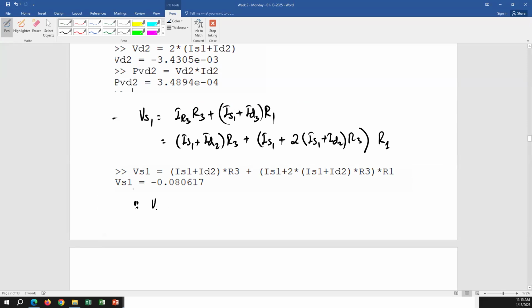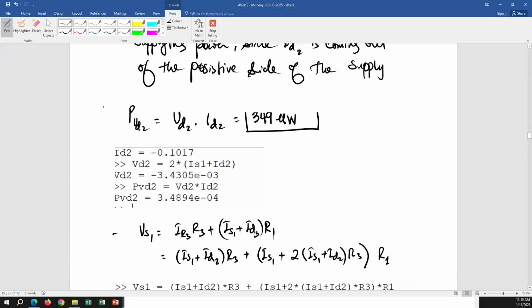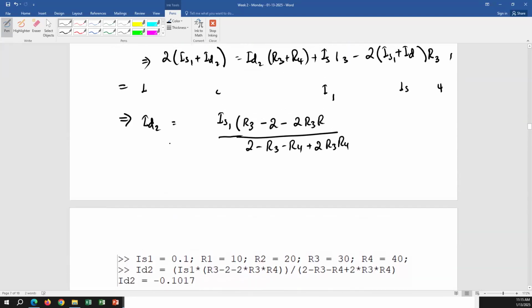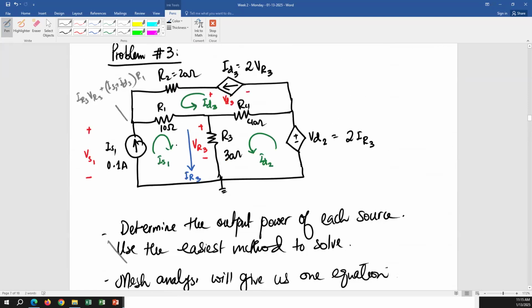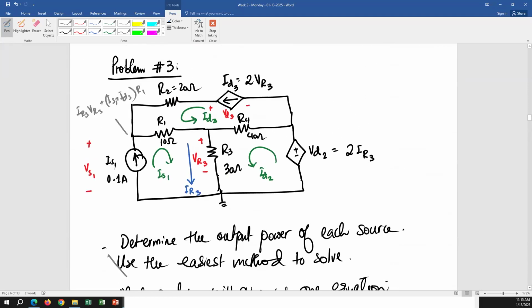Since VS1 is negative, IS1 is absorbing power. Not supplying power, but absorbing power, because the current is coming out from the negative side of the power supply, where the potential is negative. It's coming out where the potential is negative.